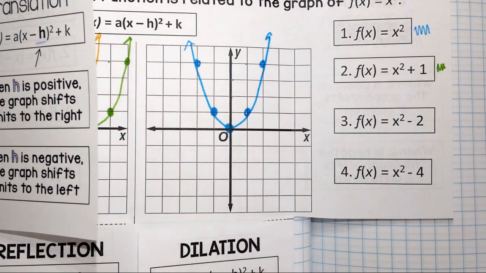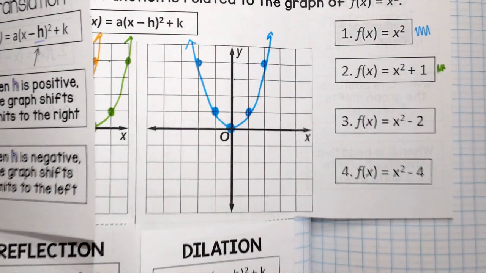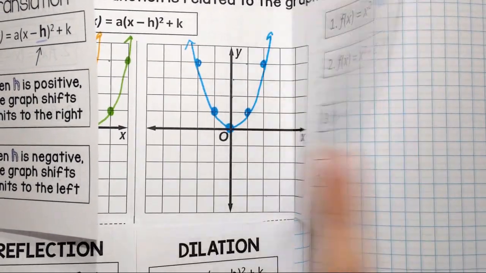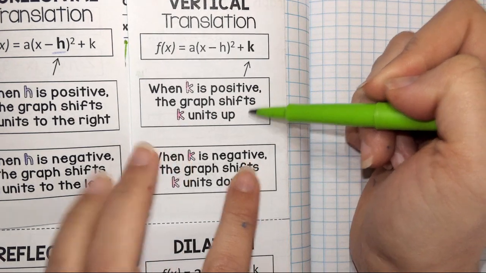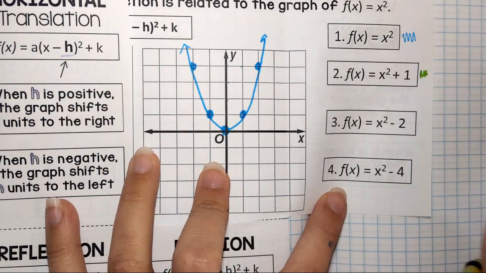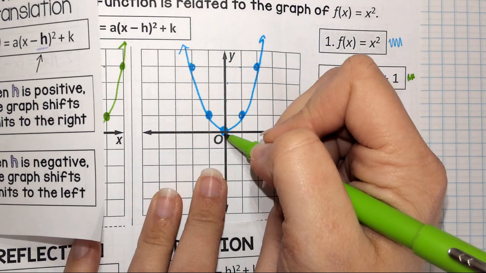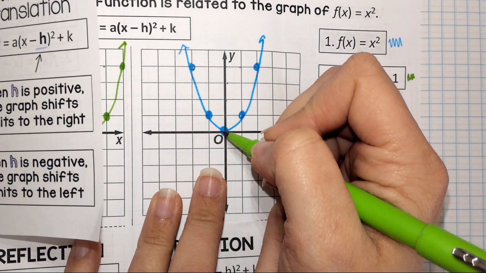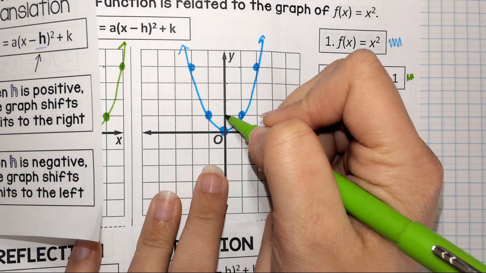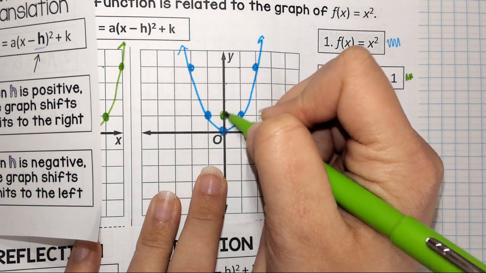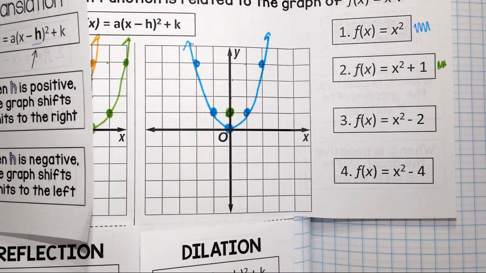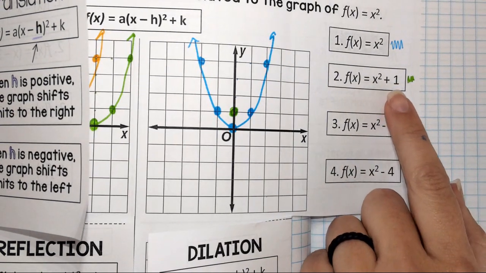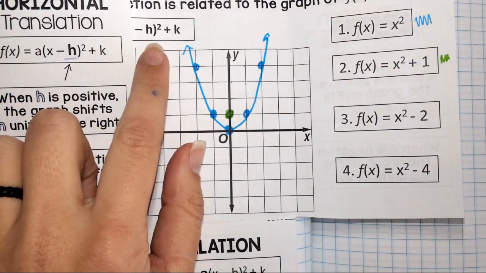Now, did they give us H or K this time? They give us K, and it's a positive K. So when K is positive, the graph shifts up. How many units is it going to shift up this time? 1. So am I starting from the origin? Yes, the one above the origin, and then you move up 1. You see how this is not inside the parentheses? That's K, because we know what our vertex form is.